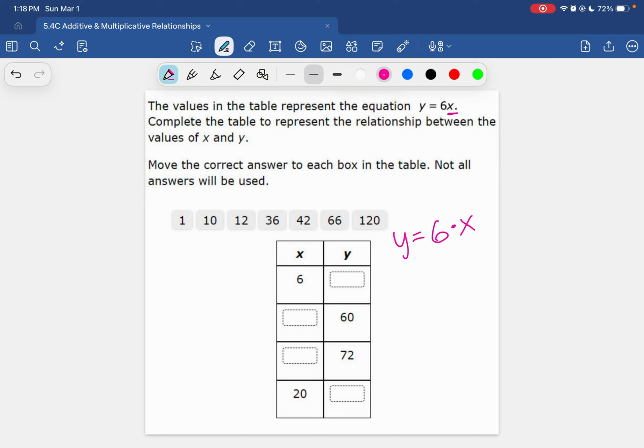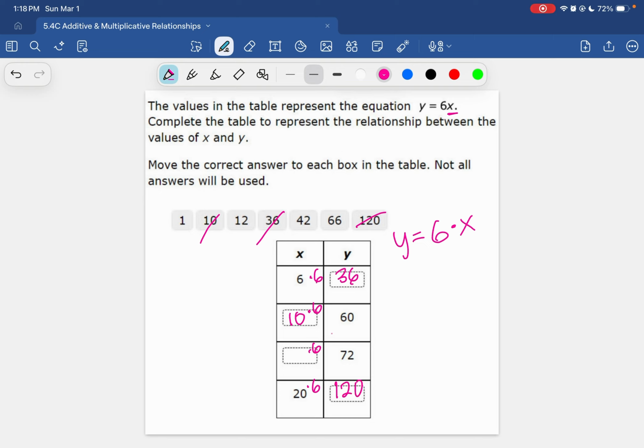Okay, so we have 6 groups of 6 and then 6 groups of 20. So we need 6 groups of other values to get 60 and 62. 6 groups of 6 will give us 36. And then how many 6 groups of something give us 60, which is 10? So we have this one used. And then 6 groups of 20 is 120.